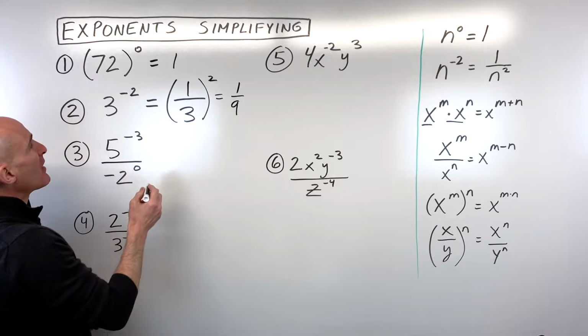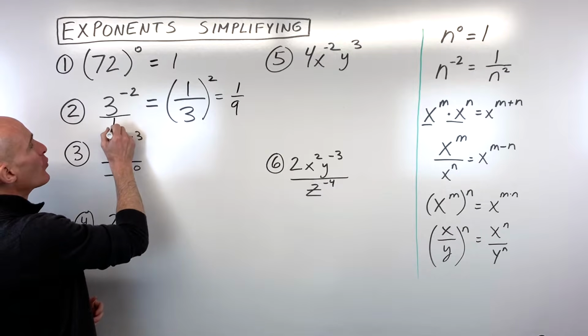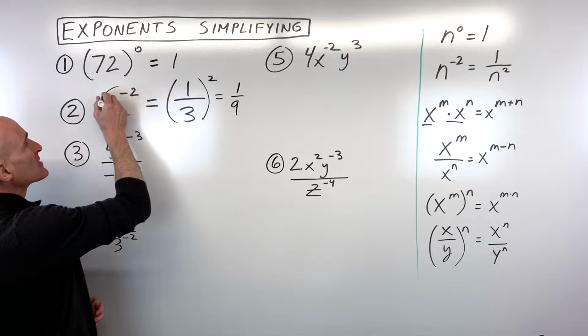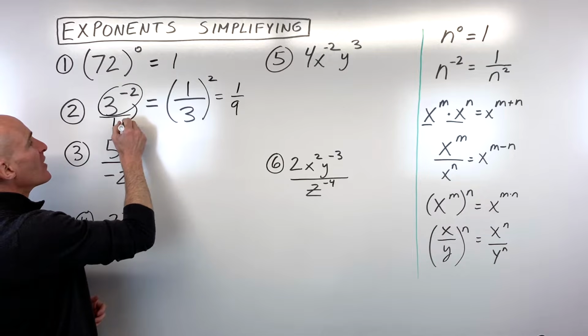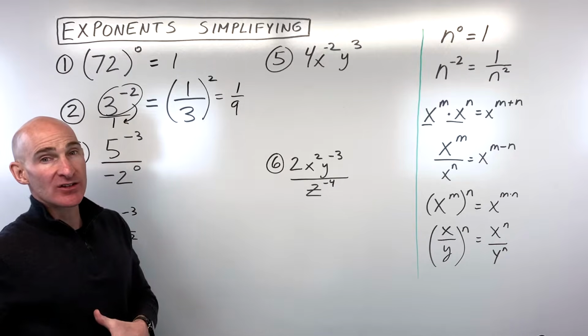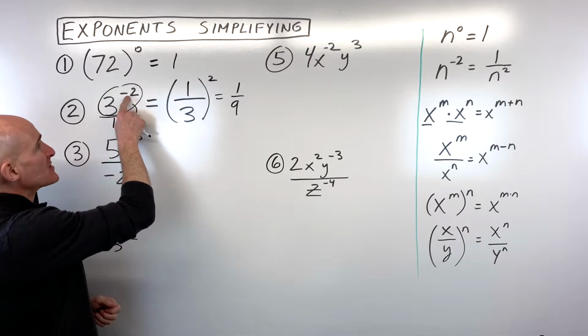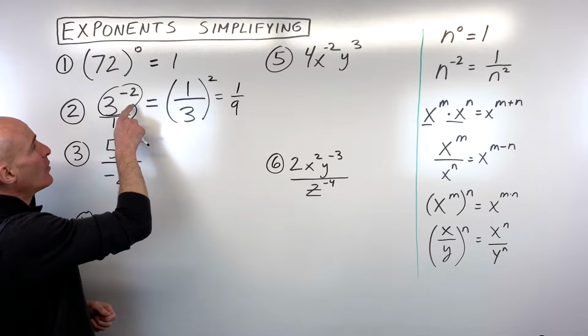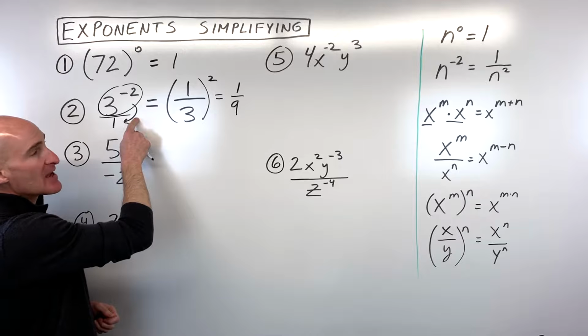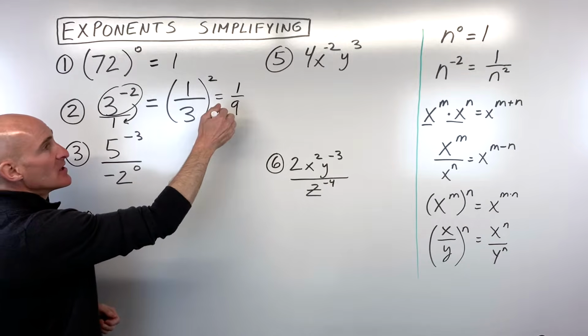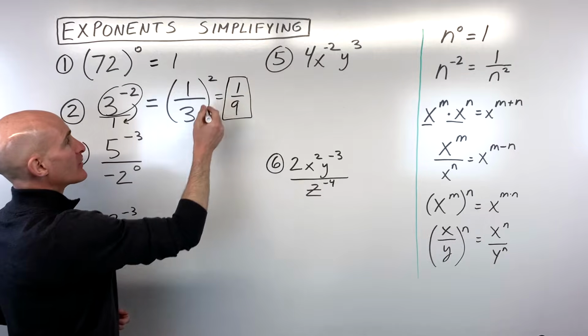Or another way to think about it is you can think of this as being over 1. And when you have that negative exponent, you can move it to the other side of the fraction. This is the way I like to do it. And then raise it to the positive exponent. So that would become 1/3 to the positive second, and 3 squared is 9. So either way, you're going to get 1/9.